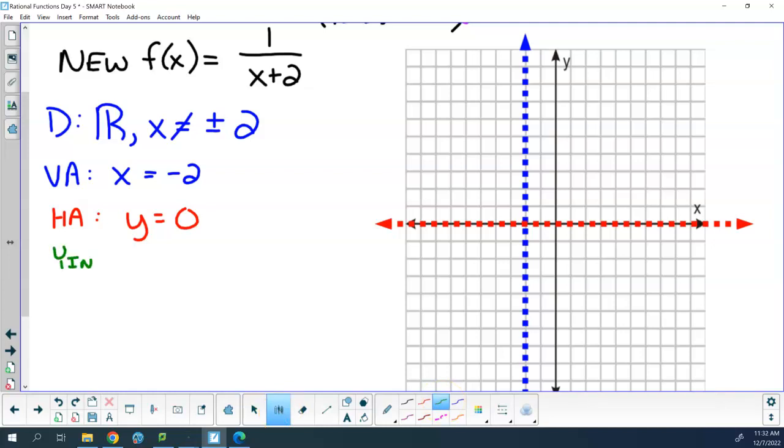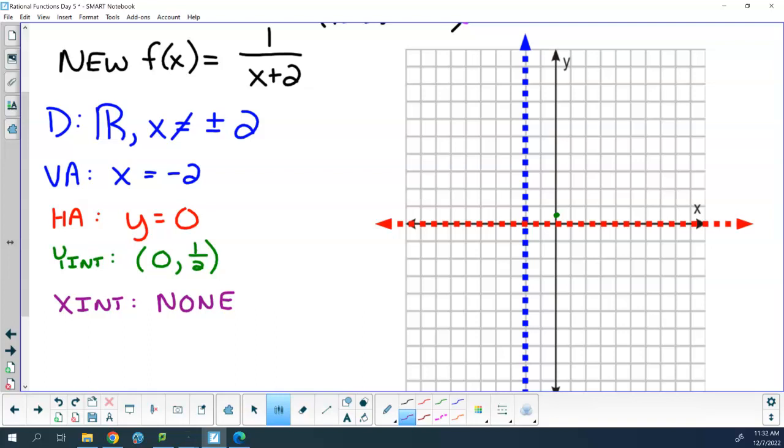Y-intercept of my new function: zero comma 1/2. X-intercept of my new function: none. The numerator is 1. Can 1 equal 0? Nope. So there's no x-intercept, so I don't cross the x-axis. Good.